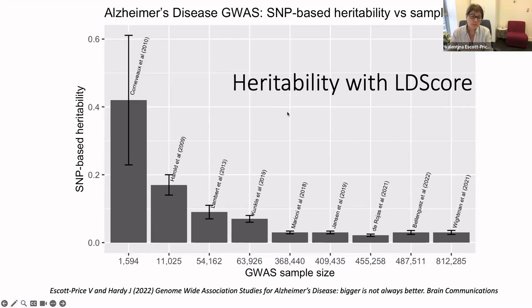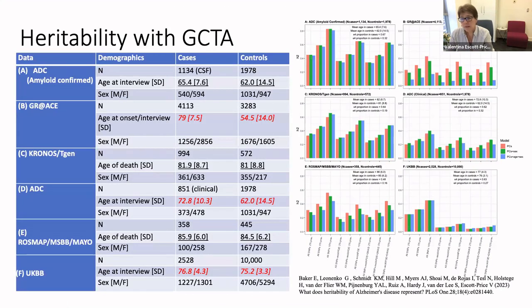So I went thinking about this, and I investigated it in the datasets available to me, looking at individual genotypes, raw genotypes, and using GCTA software for all studies which I had access to. The first one, A here, is amyloid confirmed or not confirmed cases and controls. You can see the age of them was 65, 62. And that is the heritability estimate.